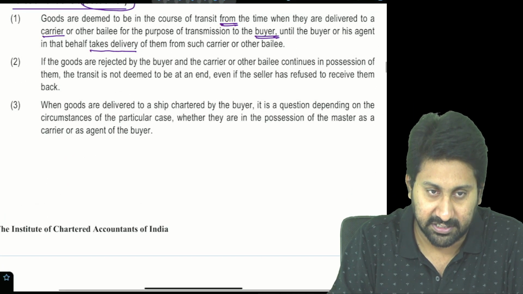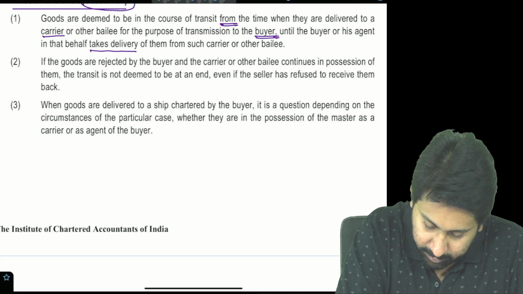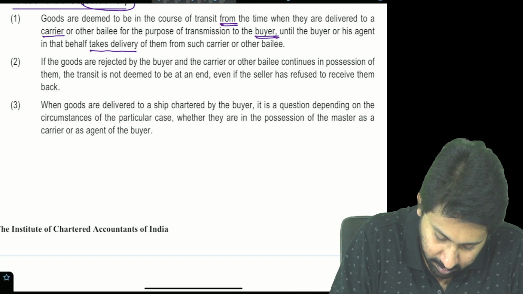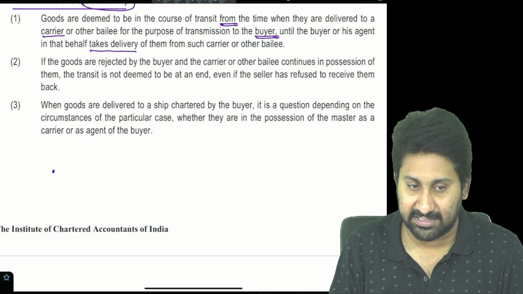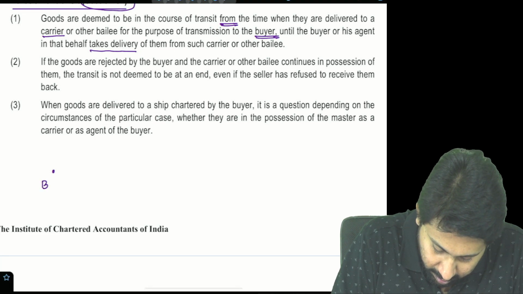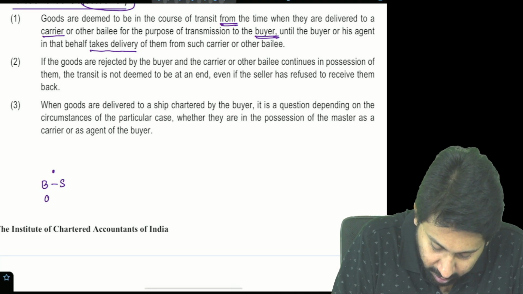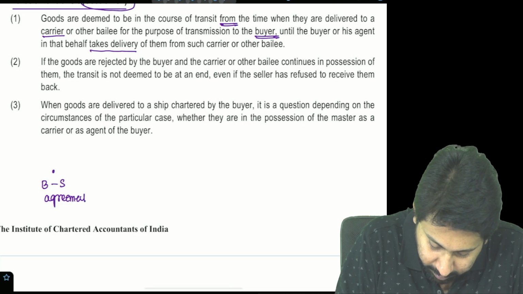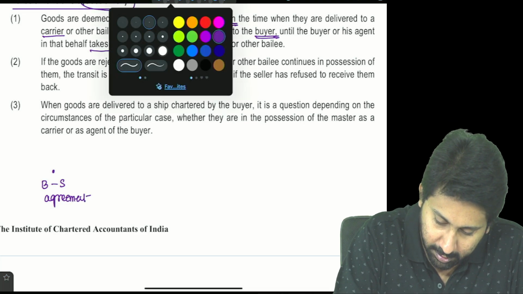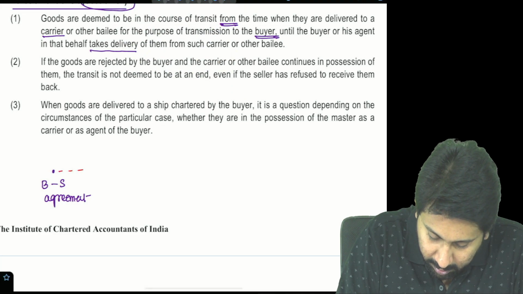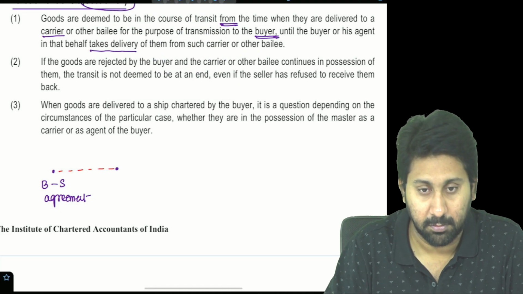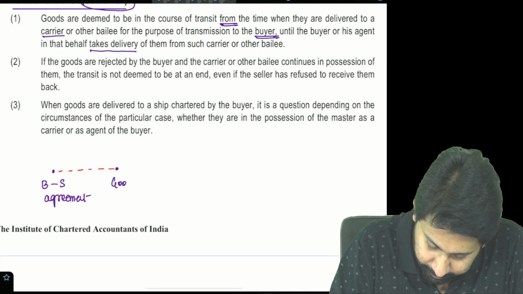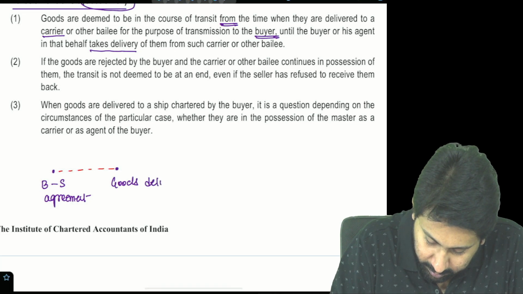Try to understand this. See here. Okay, first point number 1. What do you mean by transit? Buyer and seller entered into an agreement. Goods delivered to the transporter.